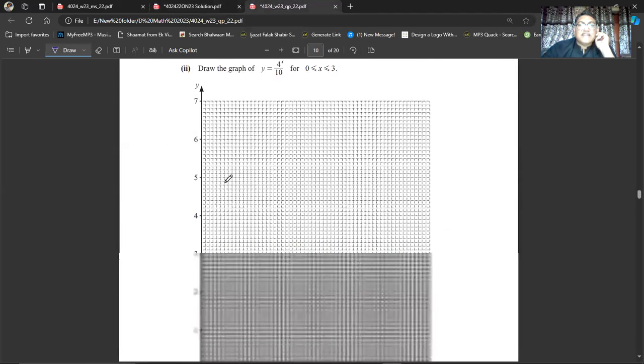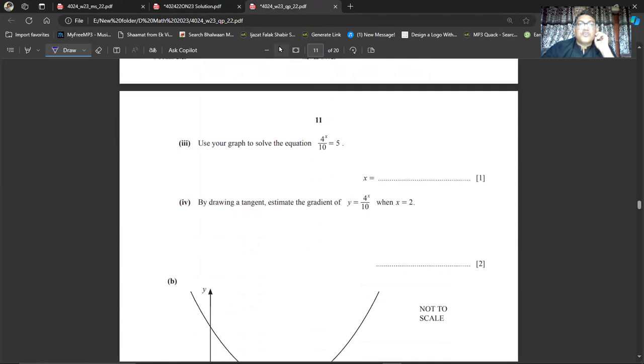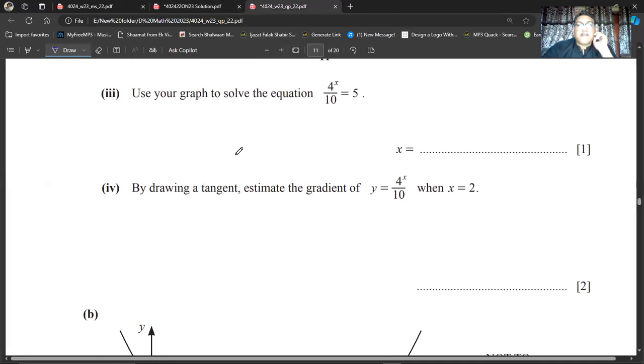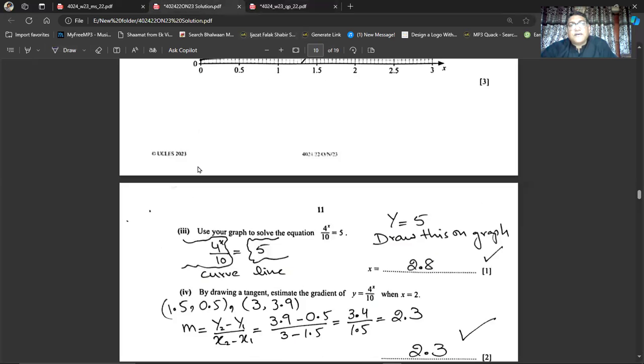Okay, then what do they say? They say use your graph to solve this equation. Okay, so here 4 raised to power x divided by 10 is equal to 5. You can see this is the main curve whose graph is already there. So I will write it, this is y equals 5. So I will draw this line, y equals 5. So y equals 5 is a horizontal line, okay?